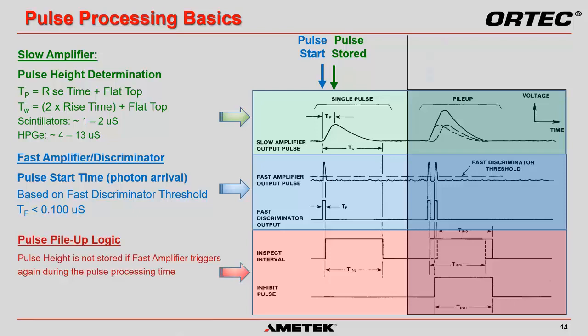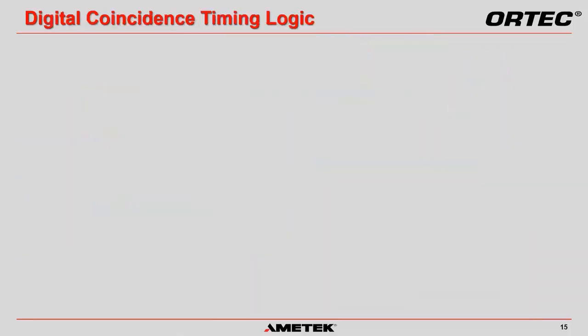The pileup rejection circuit ensures that pulses have sufficient time to be processed. If a second pulse arrives while a previous pulse is being processed, then an inhibit circuit effectively stops the lifetime clock for the pulse processing period, creating dead time in the system, and neither pulse is stored to memory. The coincidence timing logic is configured based on our understanding of the fast discriminator defining the photon arrival time and the slow amplifier defining the time the pulse is stored to memory.